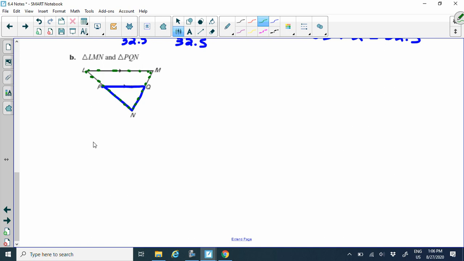There's our two big triangles. Now you will also see that there are arrows, meaning these two lines are parallel. This is where we're going to have to talk about the transversal. It's probably been a very long time since you talked about that.